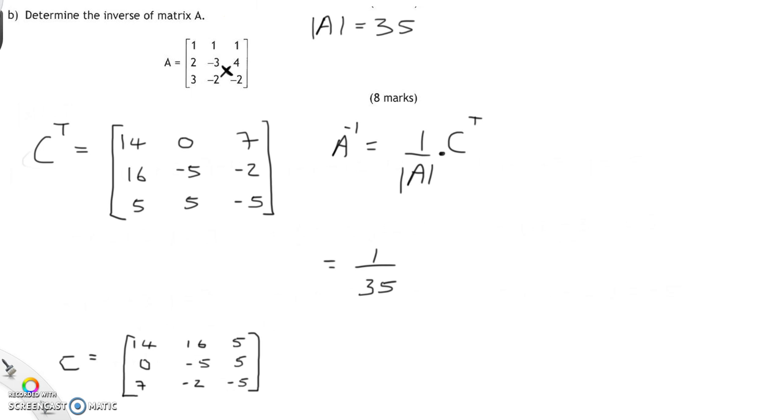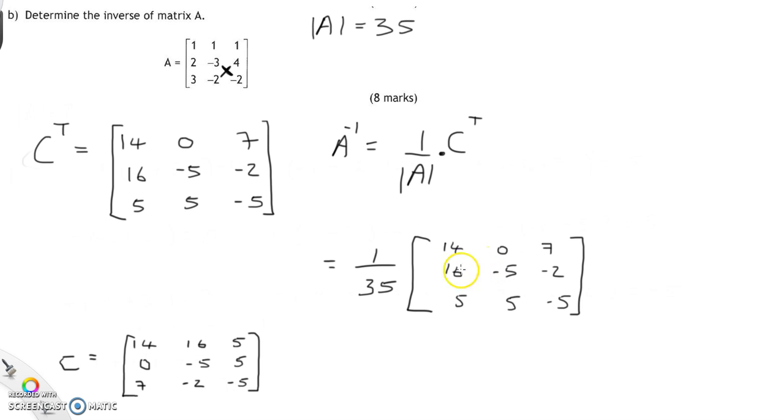So I'm going to try and copy this here now. I need to kind of lasso it somehow or another. Right, I'll just write it out, it's quicker. 14, 0, 7, 16, minus 5, minus 2, 5, 5, minus 5.